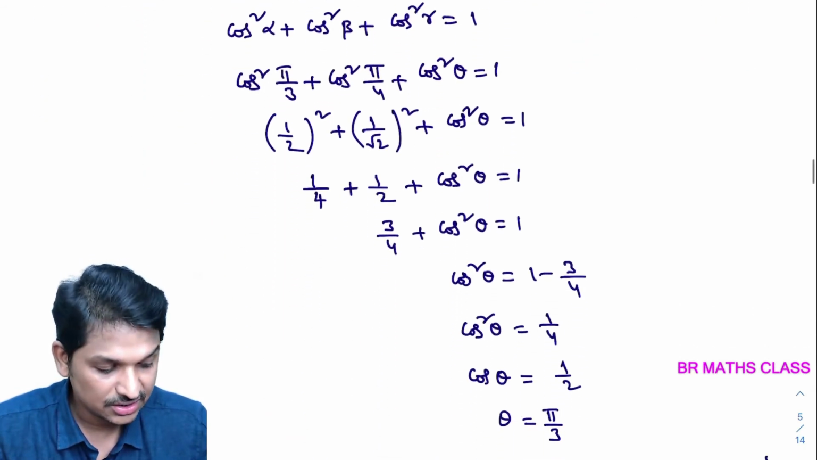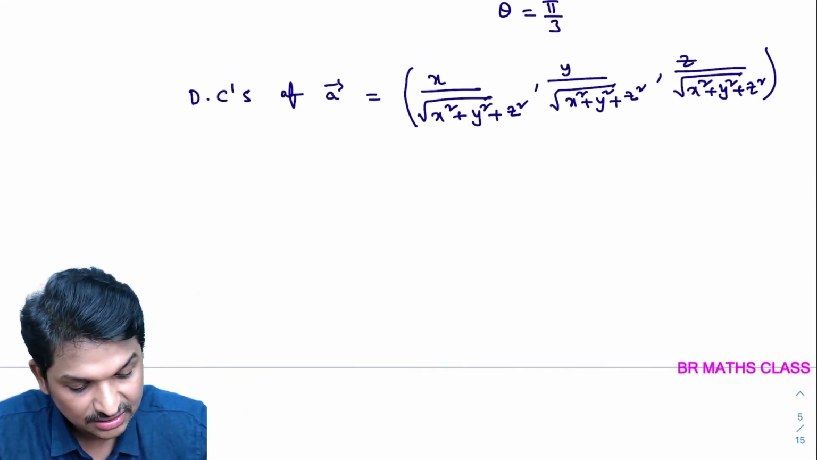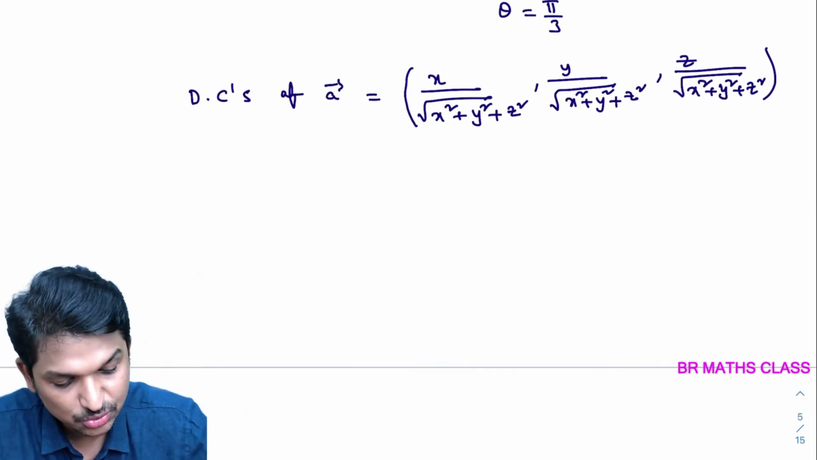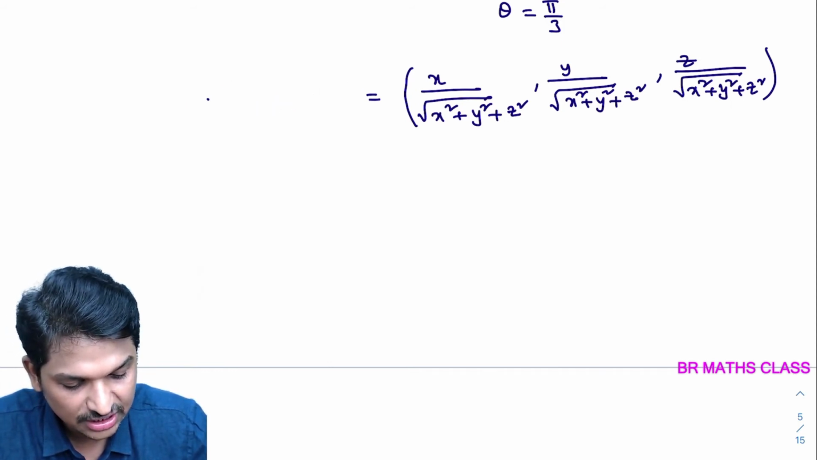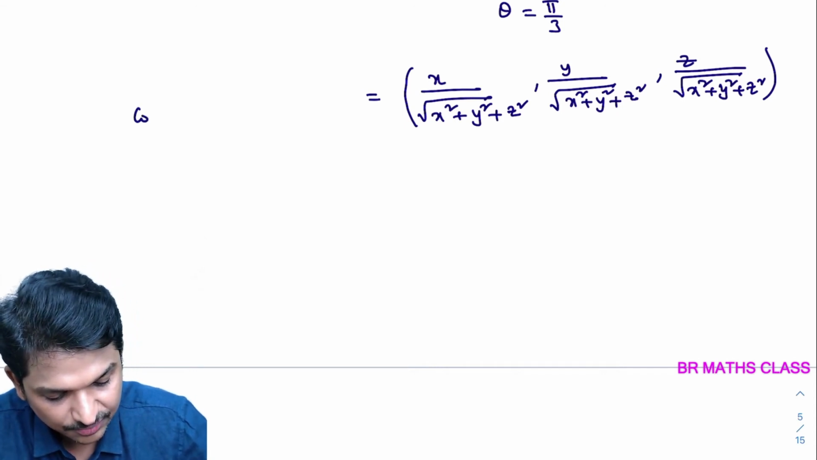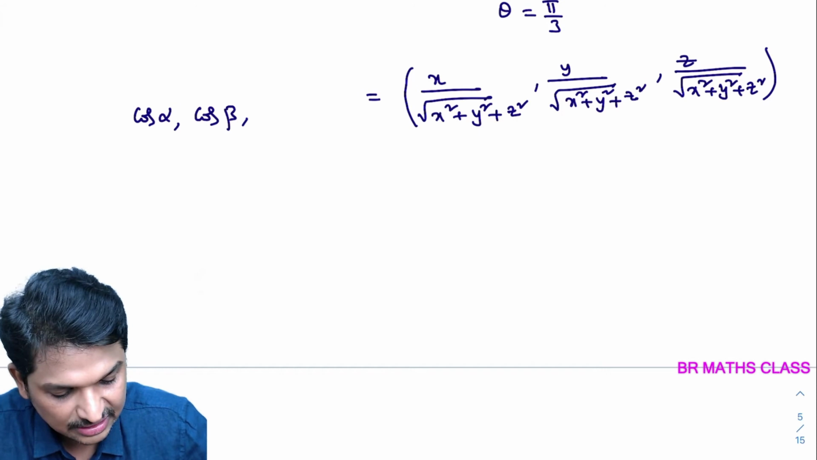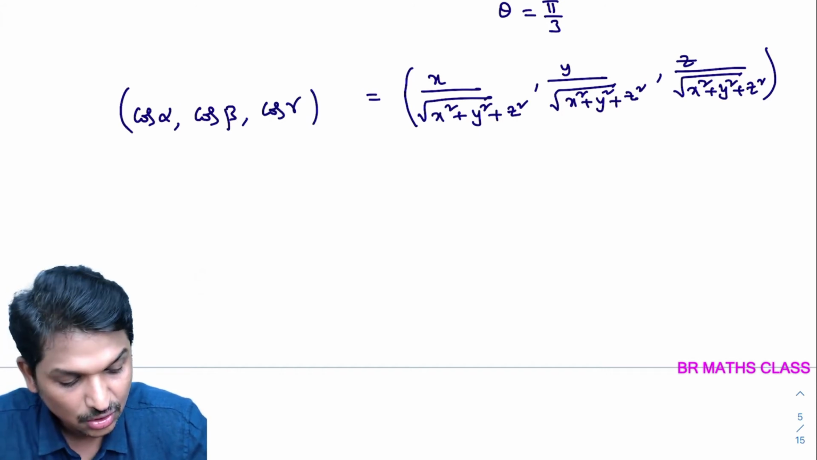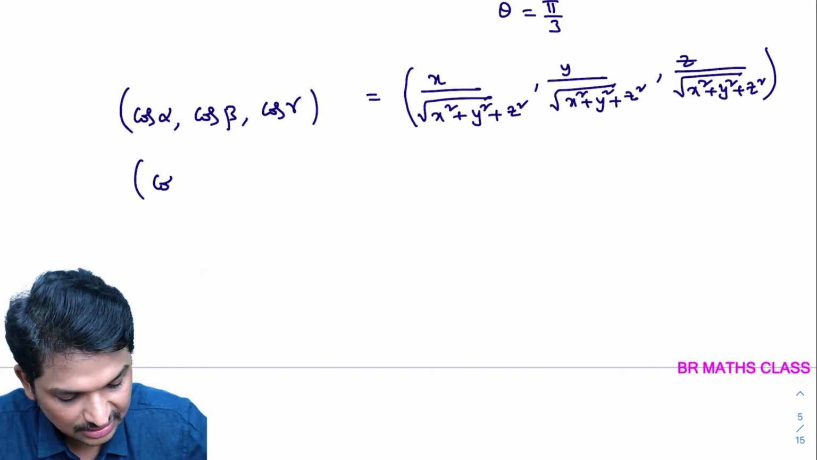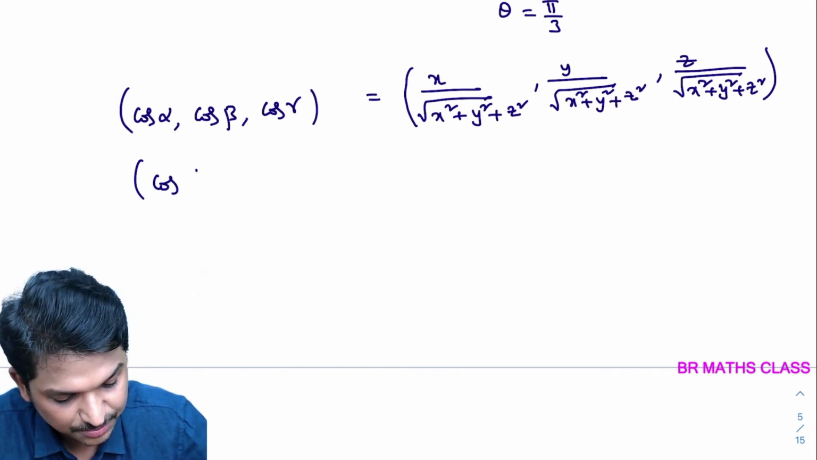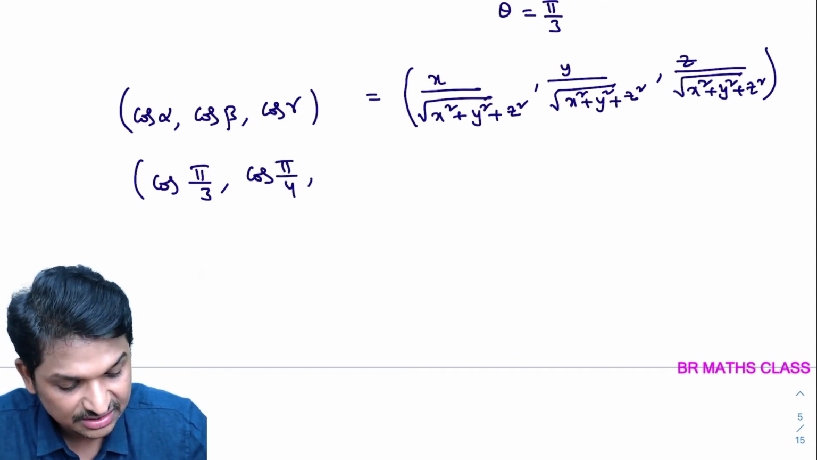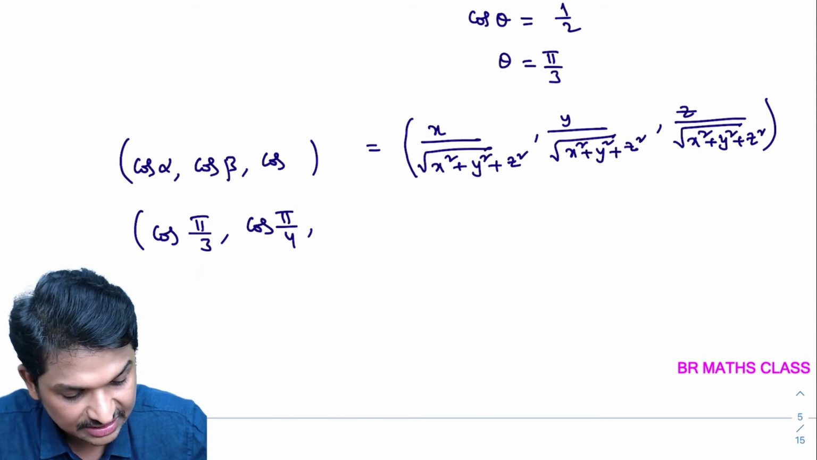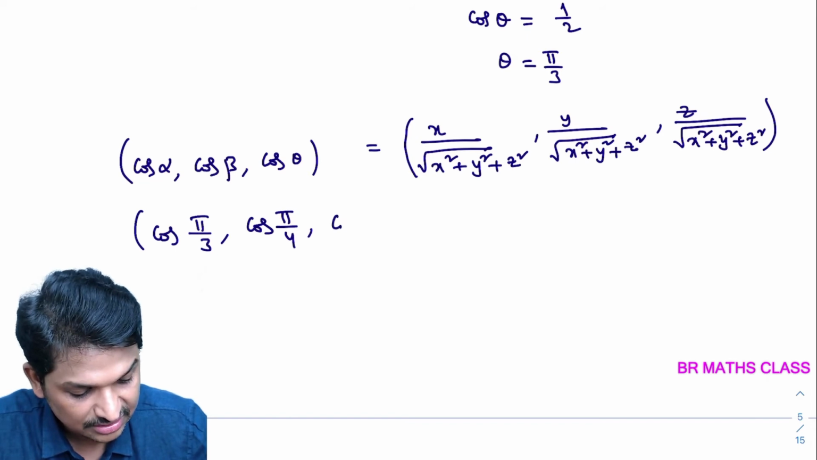So here, the direction cosines formula is cos alpha, cos beta, cos gamma. What is alpha? Alpha is given as pi by 3. Cos pi by 3, comma, cos beta. Beta is given as pi by 4 in the question. Gamma we just calculated. Gamma is nothing but theta here. What is cos theta? Cos theta is cos 60 degrees.